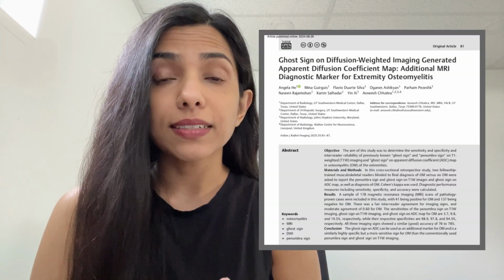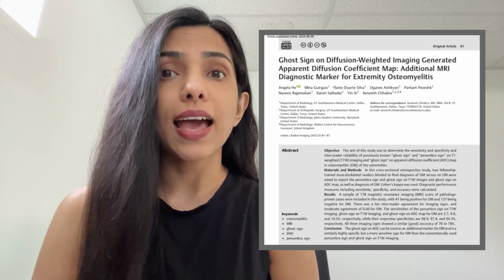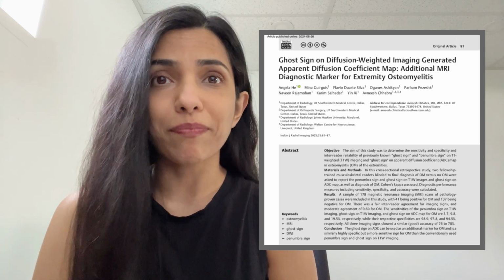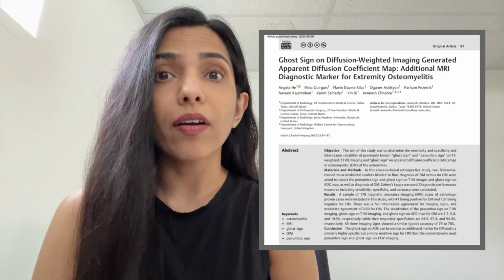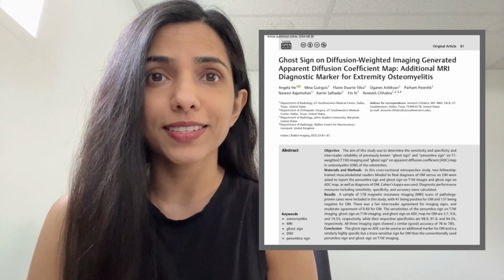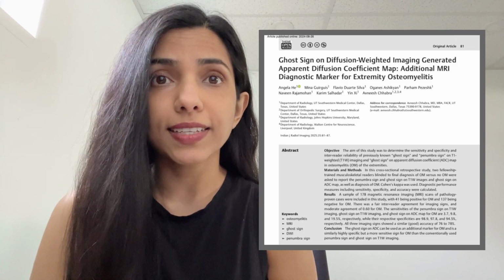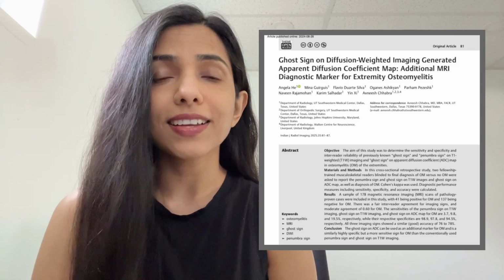for bone infection. The paper is titled Ghost Sign on Diffusion-Weighted Imaging Generated Apparent Diffusion Coefficient Map, Additional MRI Diagnostic Marker for Extremity Osteomyelitis. This research was conducted at the University of Texas Southwestern Medical Center in Dallas, Texas. So first, let's talk about bone infection.